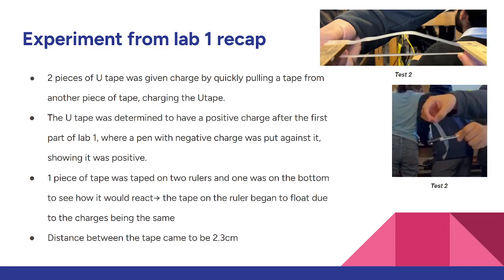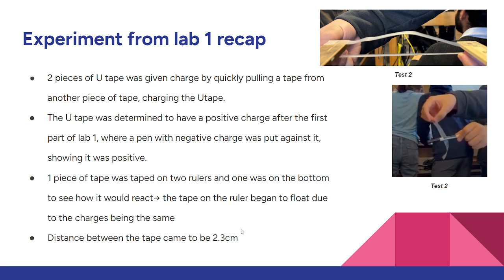Alright, so experiment 1 recap. Two pieces of U-tape were given charge by quickly pulling one piece of tape off another. The U-tape was determined to have a positive charge after the first part of the lab, where a pen with a negative charge was put against it, showing it was positive. You can see the pen, which had a negative charge, and the tape stuck to it because the tape is positively charged. Then one piece of tape was taped on two rulers, and another was held at the bottom to see how it would react. The tape on the ruler began to float due to the charges being the same. You can see how, since the two charges are the same, the tape started to lift.